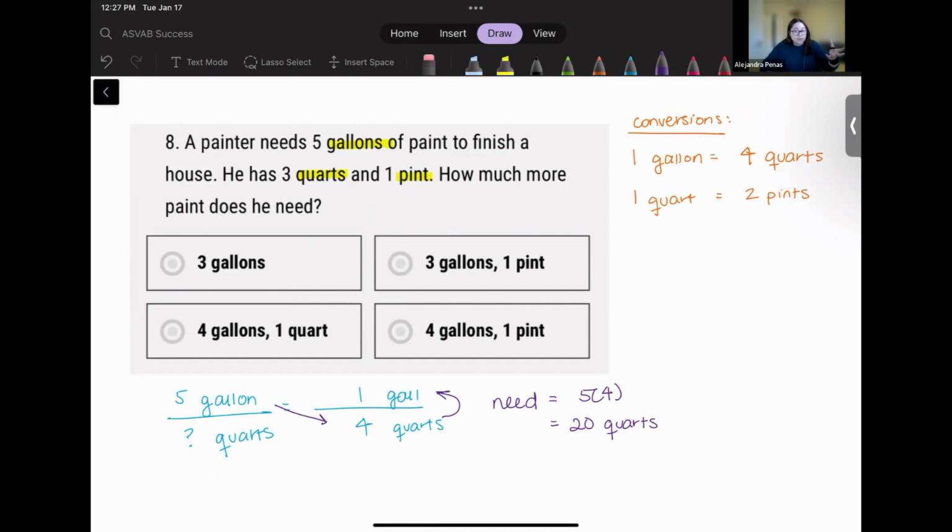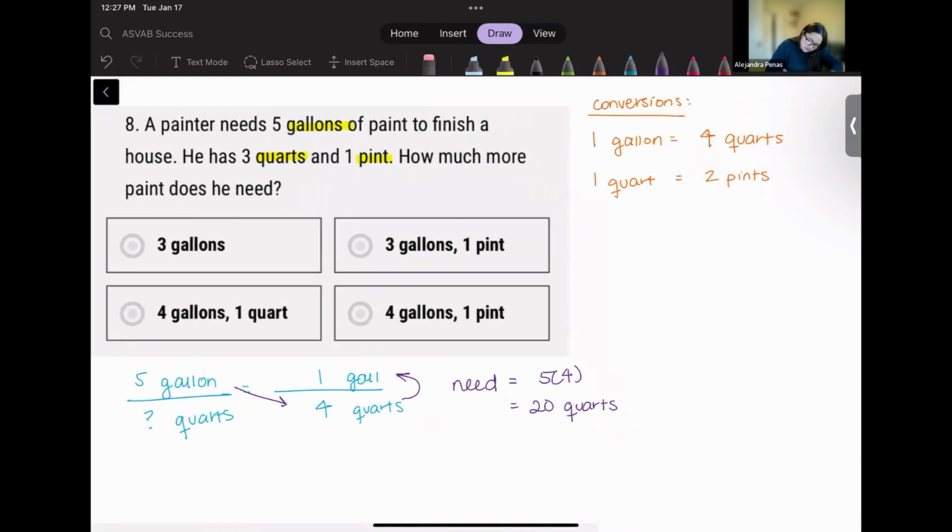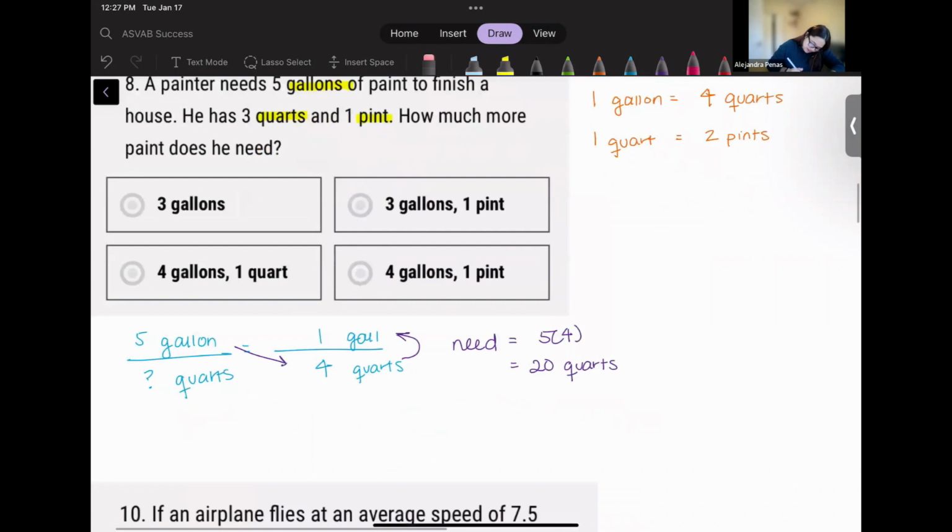So now let's figure out how much he actually has. Well, we need to convert this 1 pint. Well, that one's easy. 1 quart, I hope you guys can do this one in your head. 1 quart is 2 pints. So how many quarts do you have if you only have 1 pint? Wait, hold on. Can you repeat that one more time? Yeah, repeat the question.